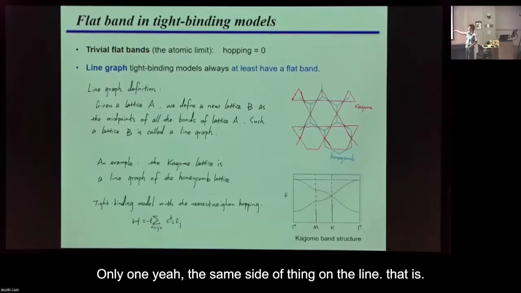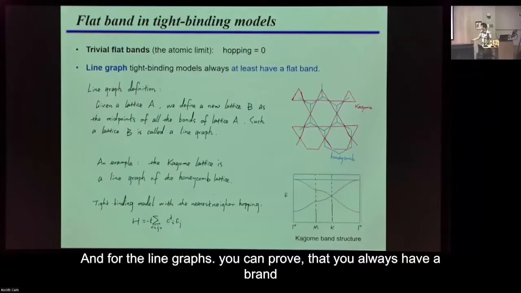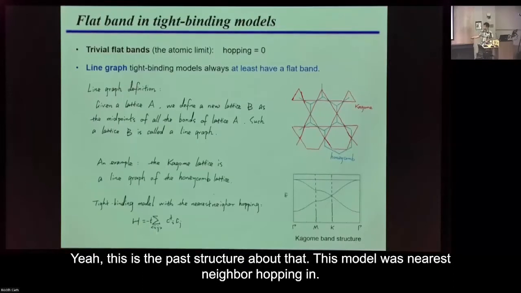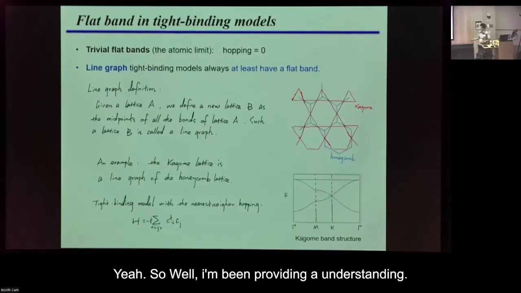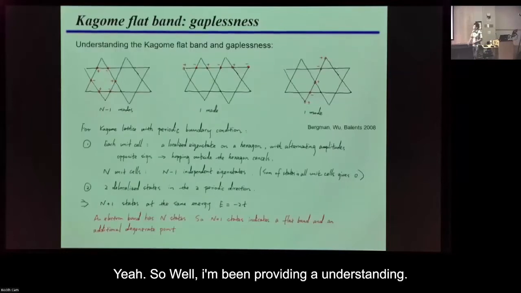And for the line graphs, you can prove, like Andrei did, that you always have a flat band. In the kagome lattice case, this is the band structure. As you can see, you get a perfectly flat band for this model with nearest neighbor hopping in the kagome lattice. Andrei provided an understanding of why you have the flat band from the perspective of the null space of the Hamiltonian.